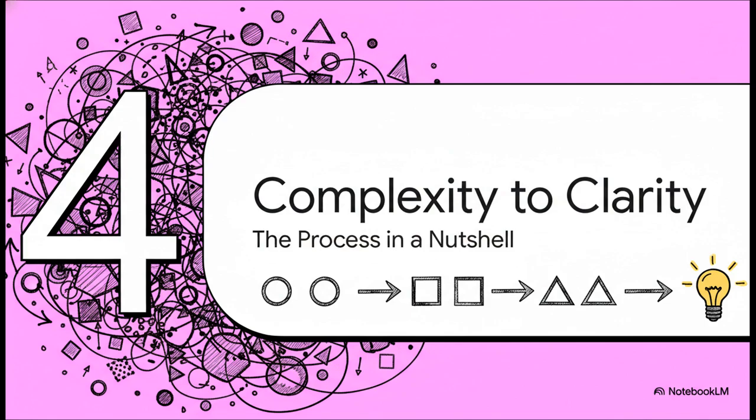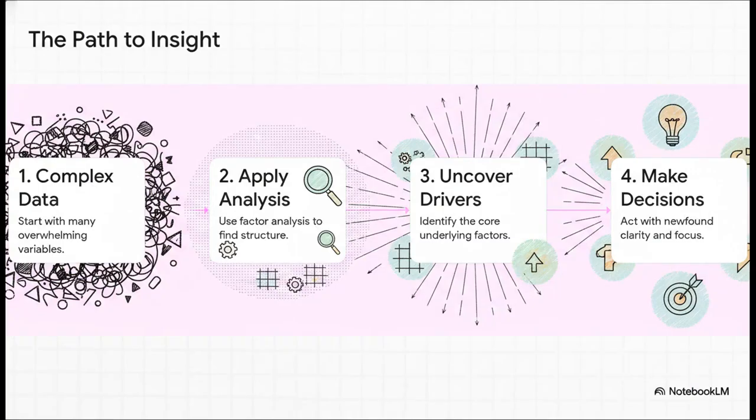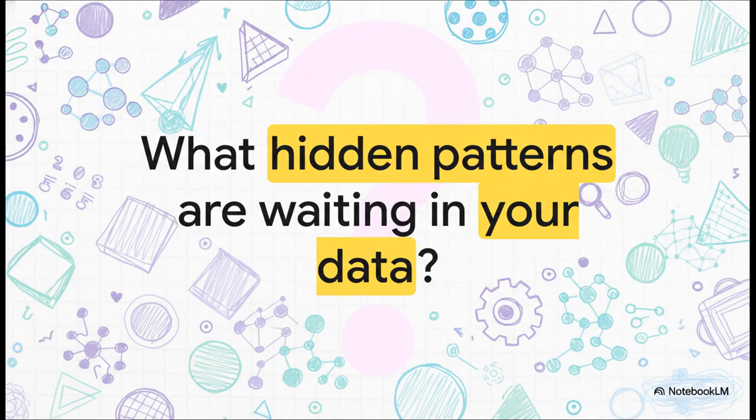So let's zoom out for a second and just put this whole thing together. Let's recap the entire journey from that messy, confusing data to clear, actionable insight. The whole process really just boils down to 4 simple steps. 1, you start with that overwhelming, complex data. 2, you apply factor analysis to start finding the hidden structure. 3, you uncover those core latent drivers that are really pulling the strings. And 4, with that amazing new clarity, you can make smarter, more confident decisions. It's that simple.